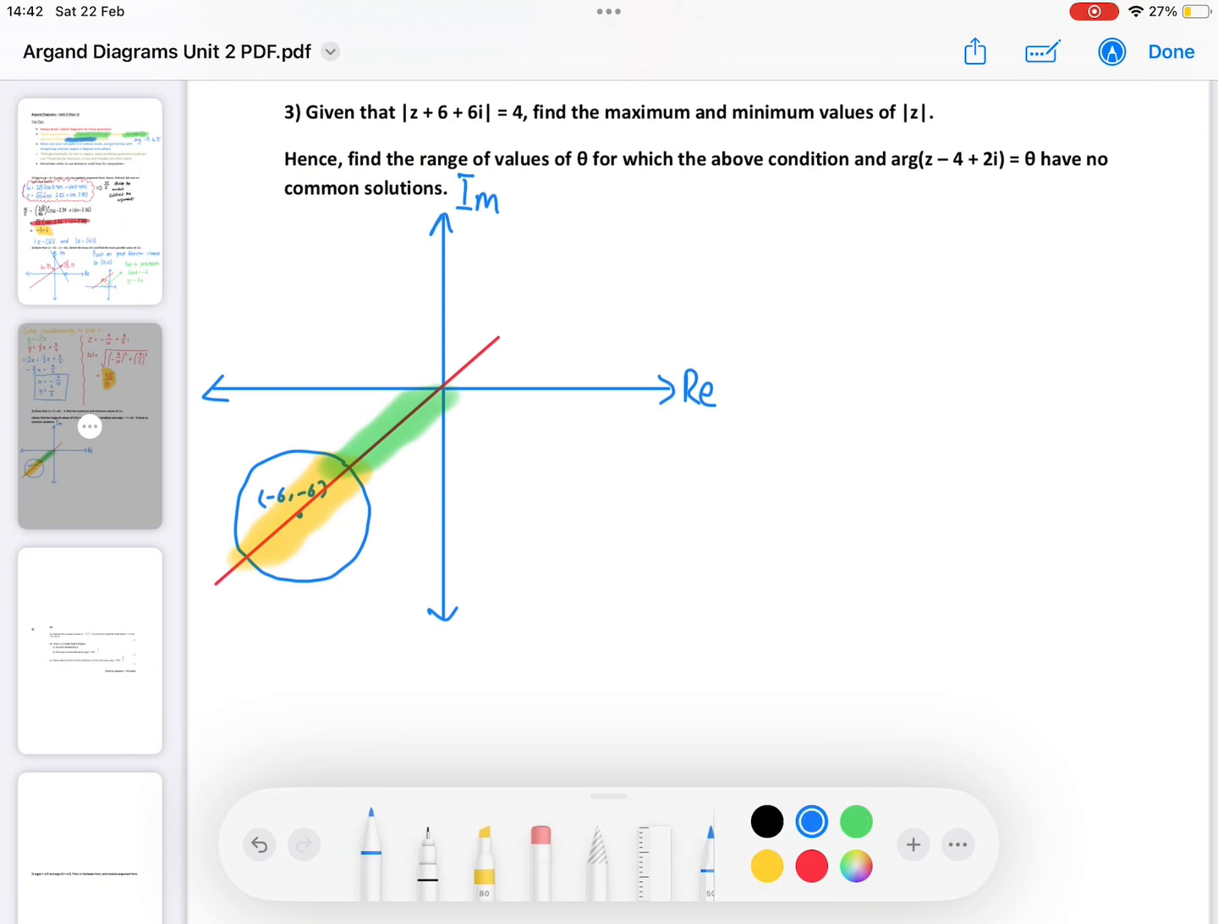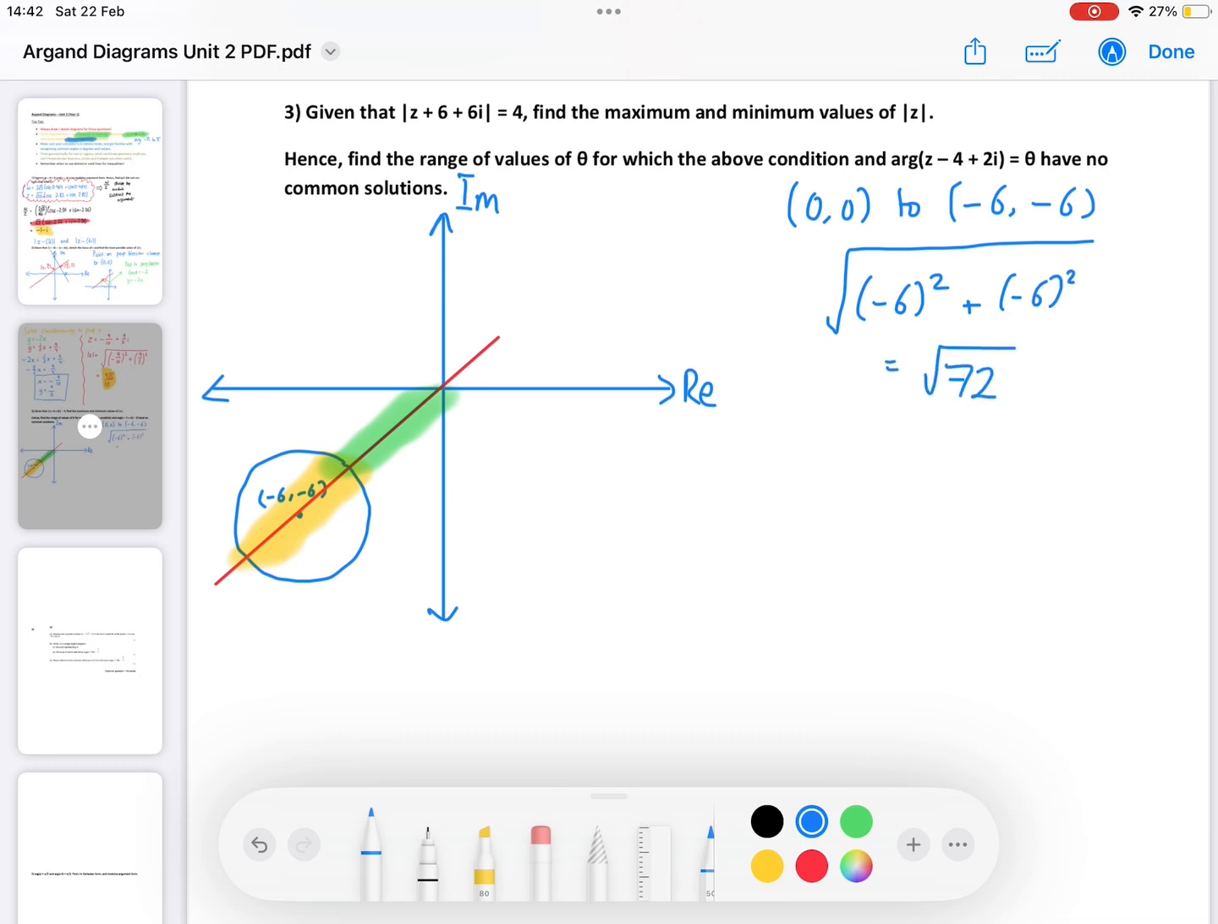So to find the distance from 0, 0 to minus 6, minus 6, we can use Pythagoras. So we'll have the square root of minus 6 squared plus minus 6 squared, which would give us a square root of 72, or 6 root 2. That's going to be the distance to the centre.